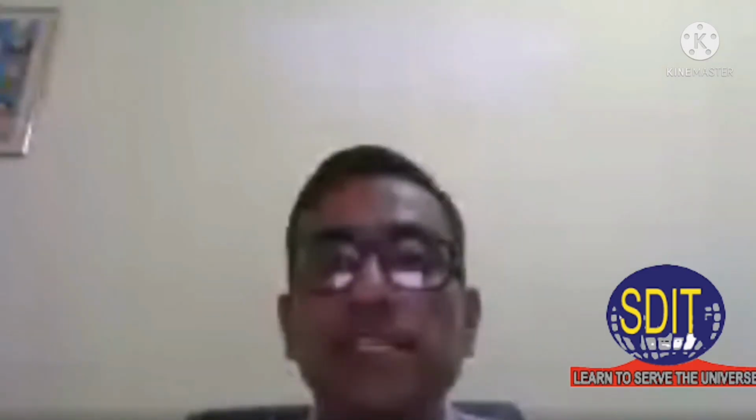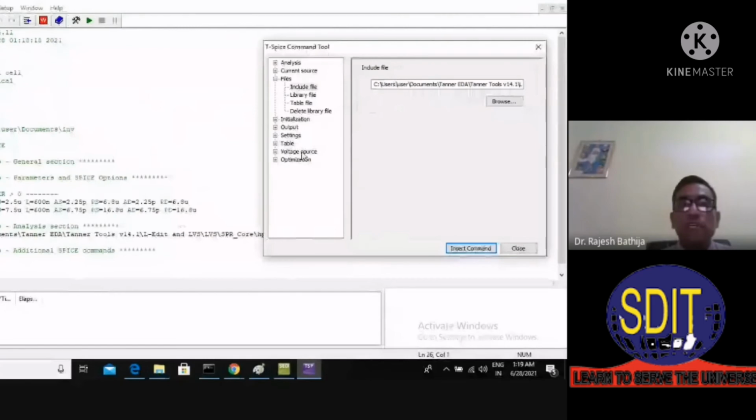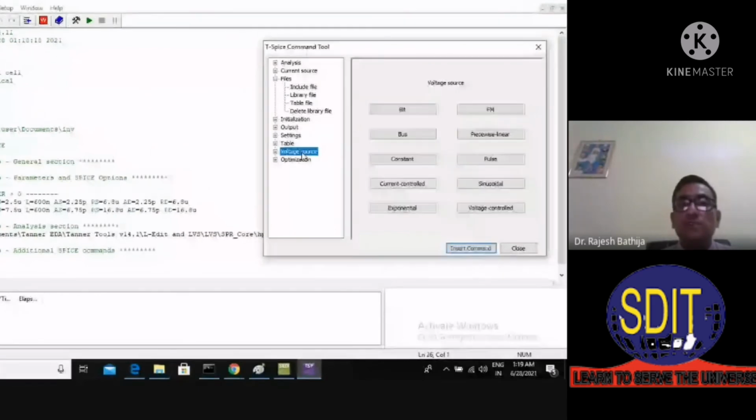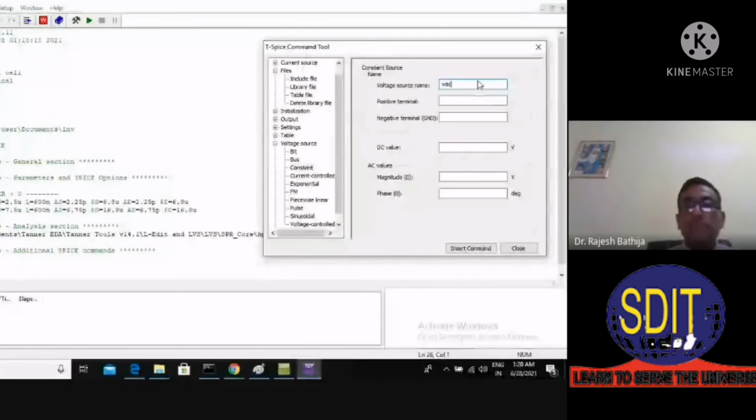Now, second command is the input command. That is here we are using voltage source. We can use the current source also, but here we are using the voltage source. For the VDD supply, it should be constant. So constant is put over here. VDD is put over here. Voltage source name, positive terminal will be VDD. Negative terminal will be GND. Always by default. DC value, this is very important over here. DC value we cannot randomly write over here.